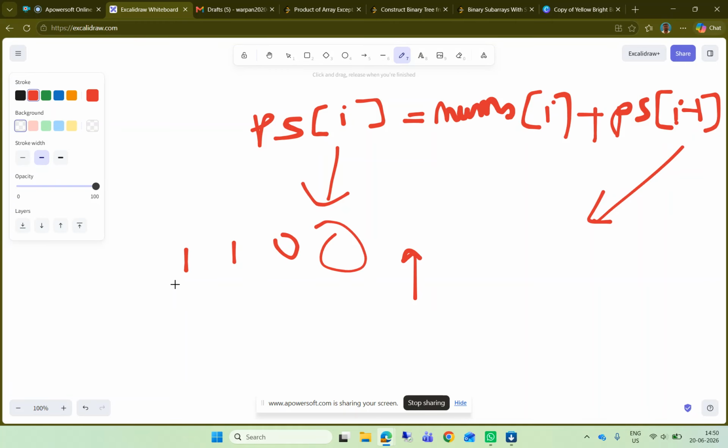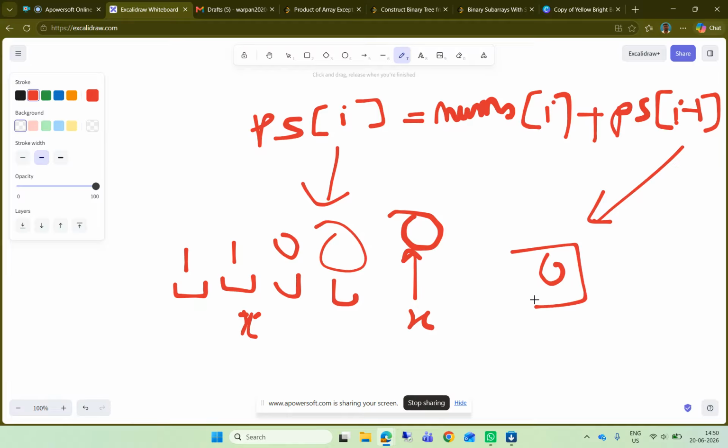So we'll have some prefix sum here, and then the prefix sum would again increase at this particular index. Let's say it's x, right? And then here it will also be x, here it will also be x, and suppose here also the prefix sum will be x, right? And our goal is to get a prefix sum of 0, right?